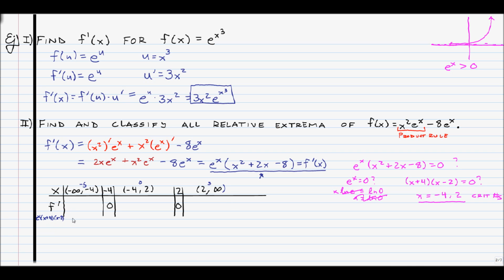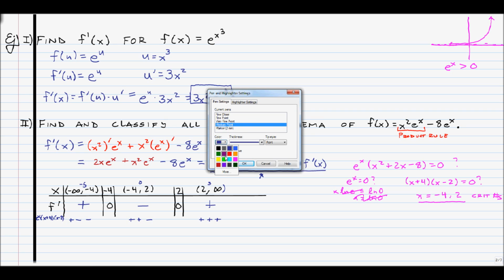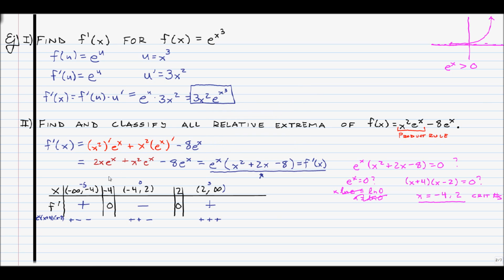Okay, so looking down here, looking at the signs. At negative 5, e to the x is always positive. Then we're going to have negative, negative. So positive times 2 negatives is positive. In the middle, if I plug in 0, I get a positive. I get a positive and a negative. So 2 positives times the negative is negative. And following the same strategy, we're going to get 3 positives over here. So we get plus. So in fact, we have 2 relative extrema for this particular function. At negative 4, we're going from increasing to decreasing. And at positive 2, we're going from decreasing to increasing.